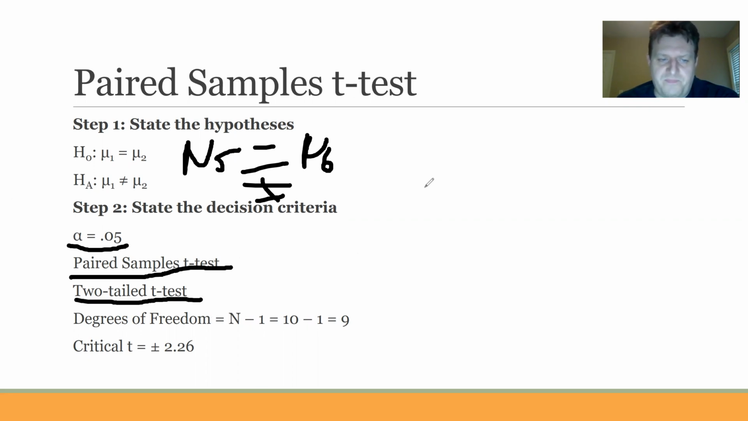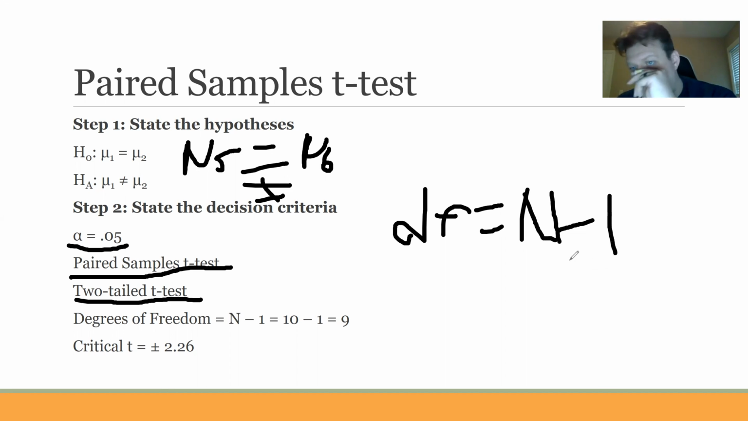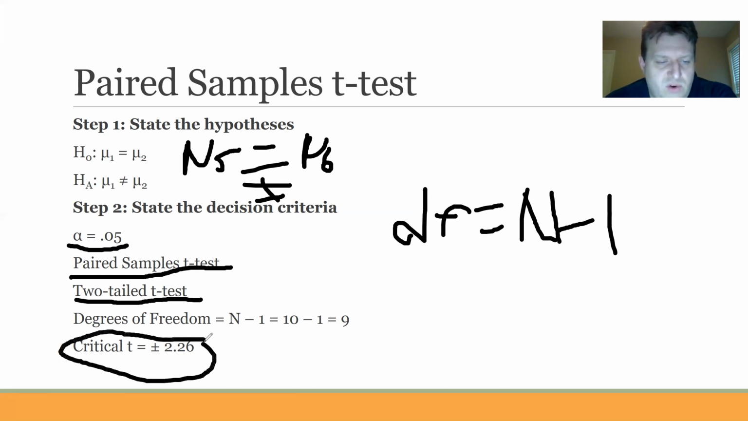The degrees of freedom for a paired samples t-test is equal to n, the total number of subjects that we have, minus 1. It's not the number of data points that we have minus 1, okay? Because if we have 10 subjects, we've got 20 data points because we're measuring everybody twice. But we're looking at the number of subjects minus 1, okay? It's the number of different scores that we have minus 1. So we have 10 subjects, 10 minus 1 equals 9, and I'm going to look up my critical t-value in my table and find that the critical t, or t-critical, is plus or minus 2.26.